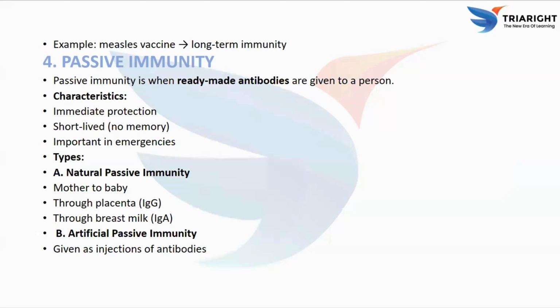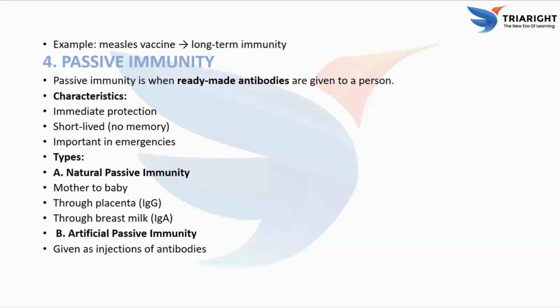It is short-lived and there will be no memory. No memory B cells or T cells are formed. Protection lasts days to weeks, not months or years. Once the injected antibodies are broken down, the protection ends. It is very important in emergencies, because it is used when the infection is fast and dangerous. The person has no time to develop active immunity. Vaccination takes too long to start working.